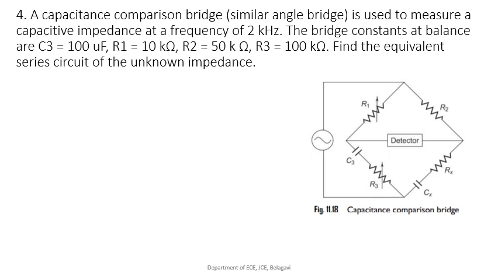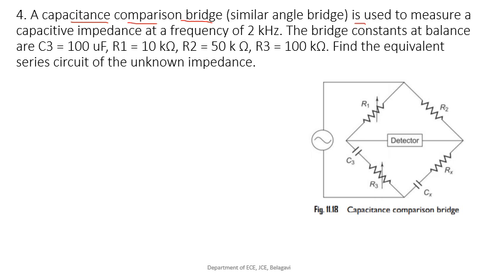Okay, next problem. Here it is, a capacitance comparison bridge. This is one of the AC bridges. The first three problems which were solved were for DC bridges. This is an AC bridge, used to measure capacitive impedance at a frequency of 2 kilohertz.